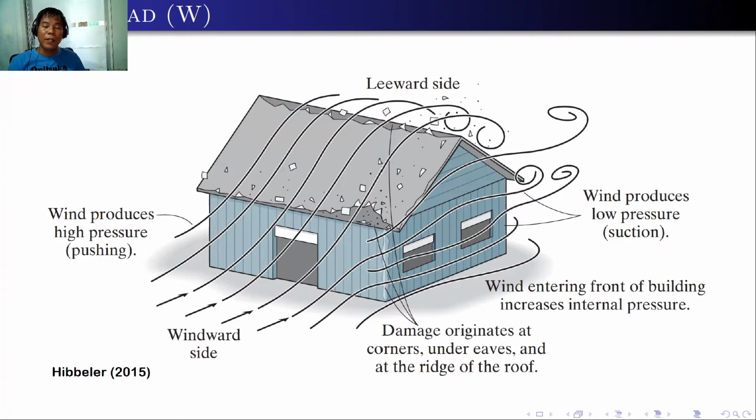When the wind is entering from front of building, it increases the internal pressure. And take note, the damages due to the wind load usually originates at the corners, under eaves, and at the rates of the roof. So these are the weakness of a building.